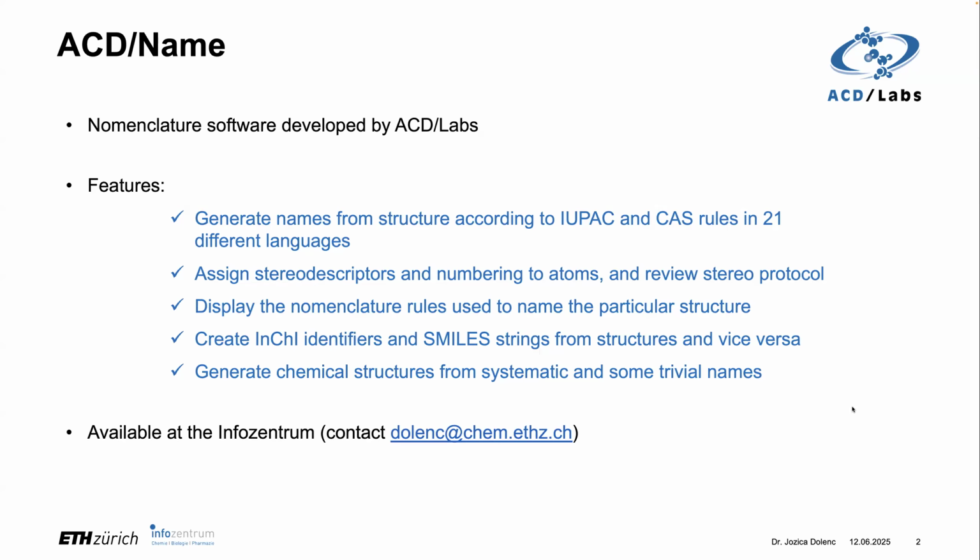What I personally also like a lot about ACD Name is that it can assign stereodescriptors to molecules with stereocenters, and you see the numbering of atoms, you see the priority rules, and you can nicely review the stereo protocol in a separate window. If you have very complicated names, you can look into the nomenclature rules that have been used to generate that name and simply click on a particular structural part to see the correspondence.